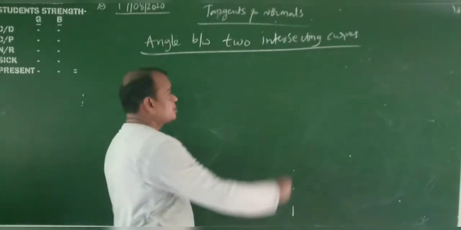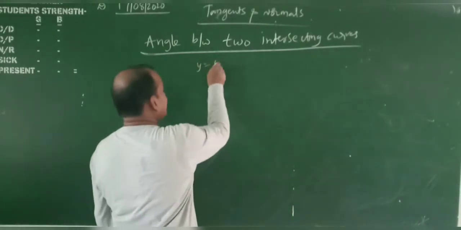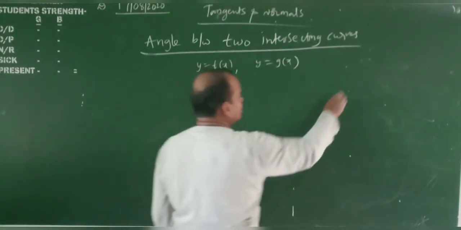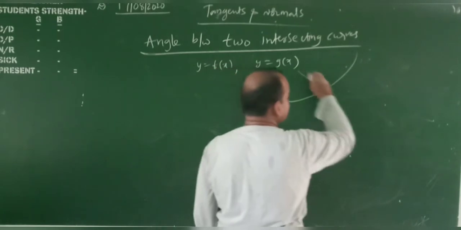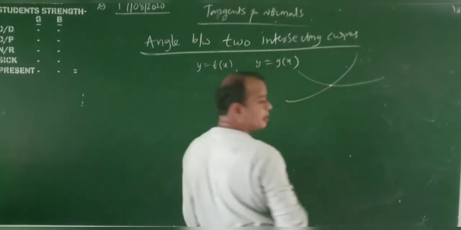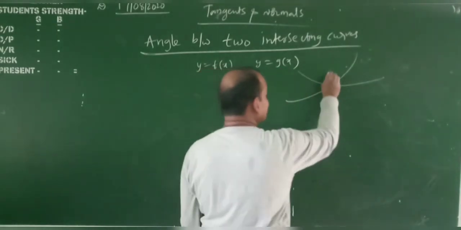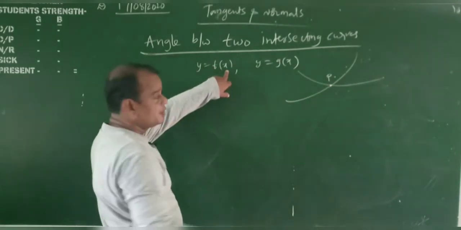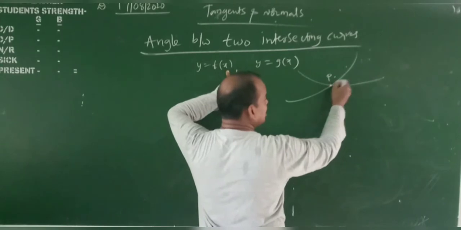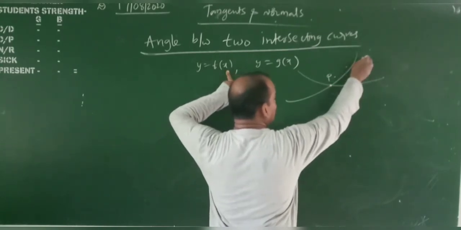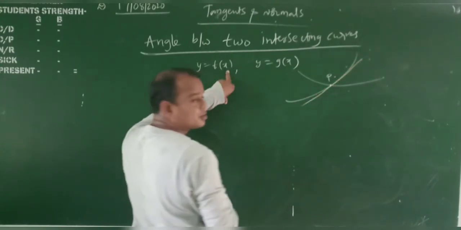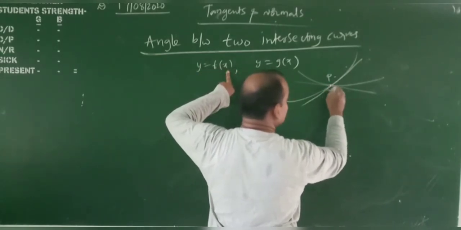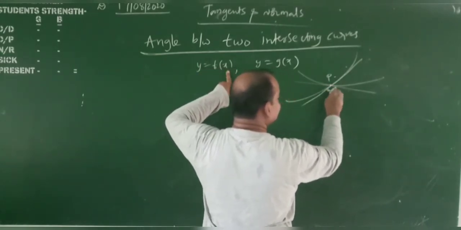Angle between the tangents. Suppose y is equal to f of x is a curve, and y equal to g of x is another curve. This is one curve, suppose this is the second curve. These two intersect at some point P. Now the first curve y equal to f of x is there. At this point we will draw the tangent. Again we will draw the tangent to the second curve.